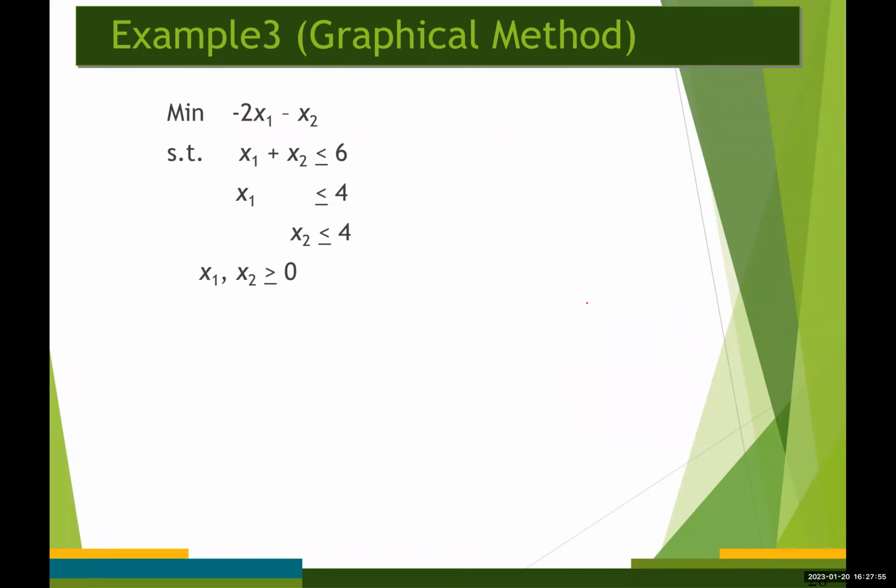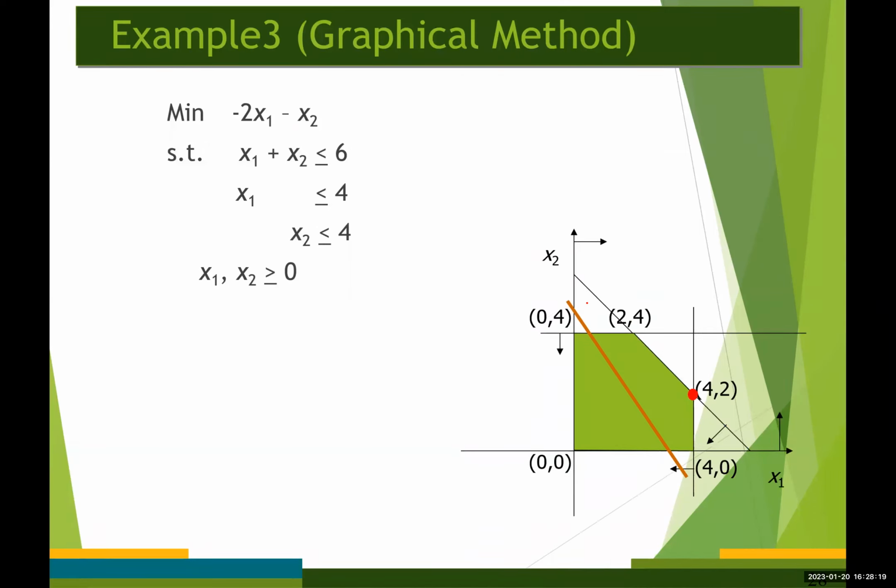Okay, what about this case? Again, I do highly recommend you to pause the video recording and then try to do it by yourself and then come back and compare the solution with me, okay? So in this case, one of the ISO value lines would just look like this. And we need to move ISO value line in this direction, okay?